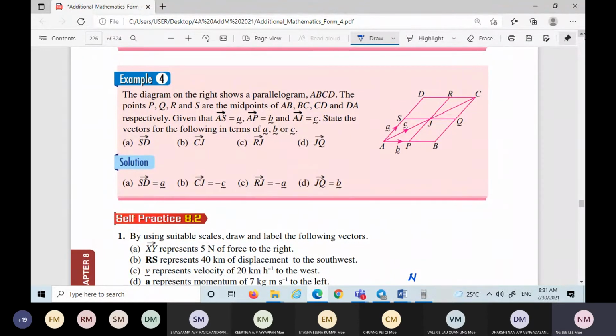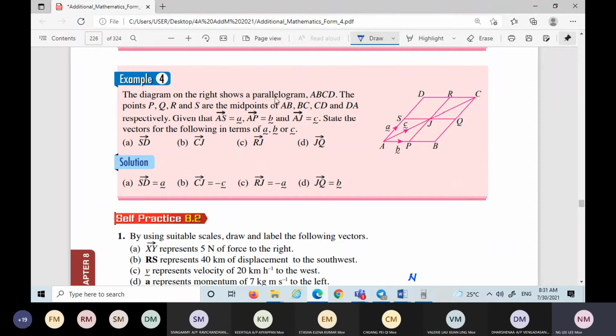Look at this example. Now we want to see which one is the same vector and which one is the negative vector. Just now you have learned: same vectors have the same magnitude and same direction. Negative vectors have the same magnitude but opposite direction. So look at this.